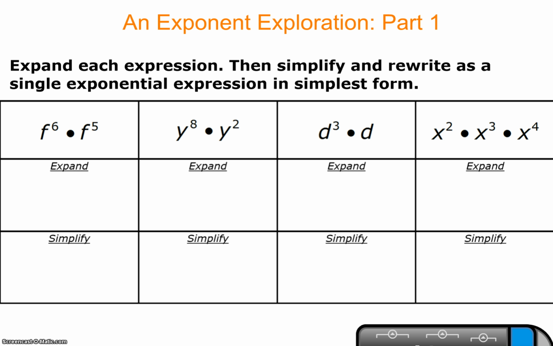So, Part 1 says, expand each expression, then simplify and rewrite as a single exponential expression in simplest form. Before we do that, we need to know that f is the base and the 6 is the exponent. Same thing with y, d, and x. Okay, so to expand it, you're going to have f times f times f times f times f times f times, and then 5 more for the next one.